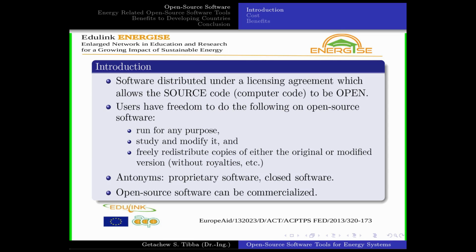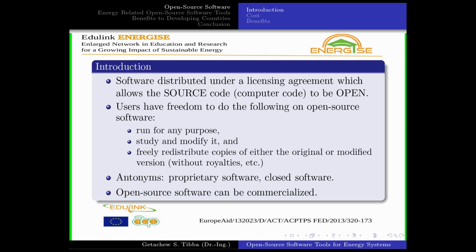So when we come to the introduction, open source software is software distributed under a license agreement which allows the source code, or the computer code, to be open. Just as the name implies, the source code is open. That means it is accessible to the user, and the users also have the freedom to do things with these codes.